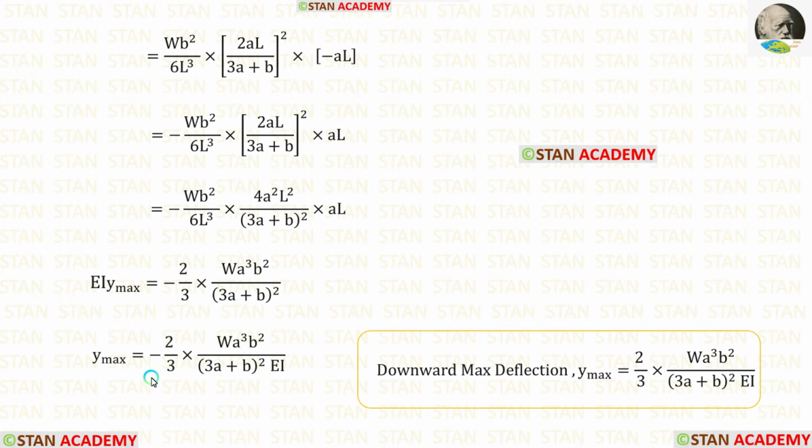Finally, we have made one formula for the maximum deflection. We are getting a negative value, that means it is the downward maximum deflection.